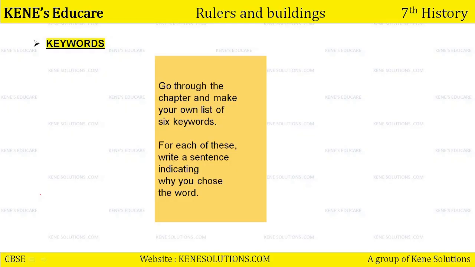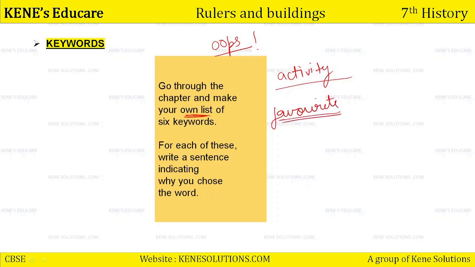Okay, now let's read some associated keywords of the chapter. Oops, but there are no words here because I have an activity for you. The activity is that you have to go through the chapter and make your own list of 6 keywords, your favorite words from the chapter. For each of these words, you have to write a sentence also, and you have to tell why you chose that word. So you can make your own list of only 6 keywords from the chapter. So go revise the chapter once again, look at all the slides, and pick 6 most favorite words. Then write a sentence about why you chose that word.